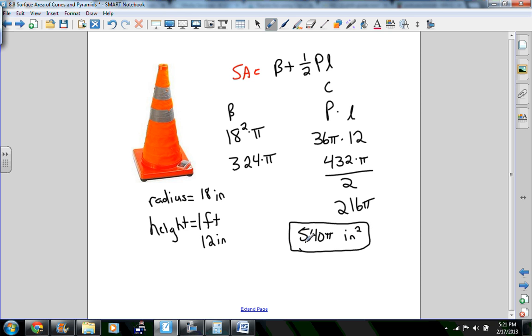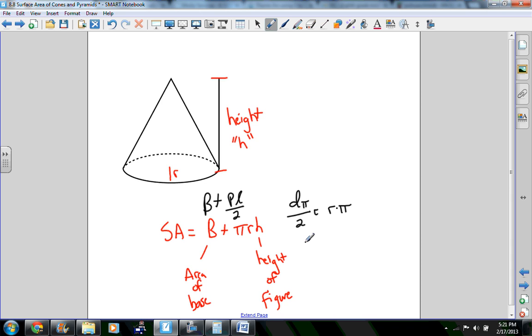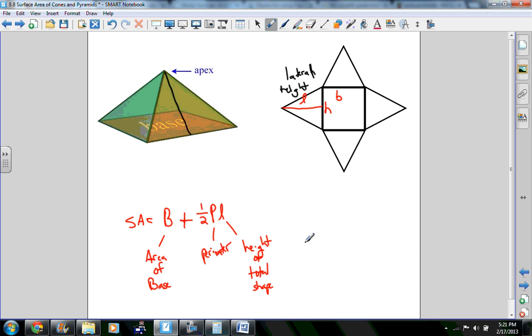Now, I'm not going to make you guys go through a bunch of pausing and stuff because you know how this chapter works. It just takes practice. Remember your formula. The area of your base plus 1/2 perimeter times that lateral height. That's what you need to know.